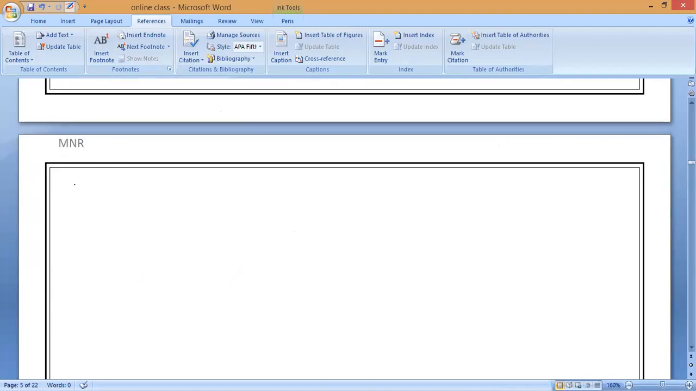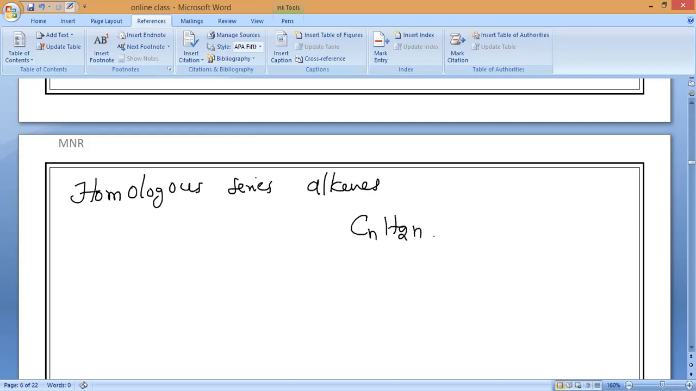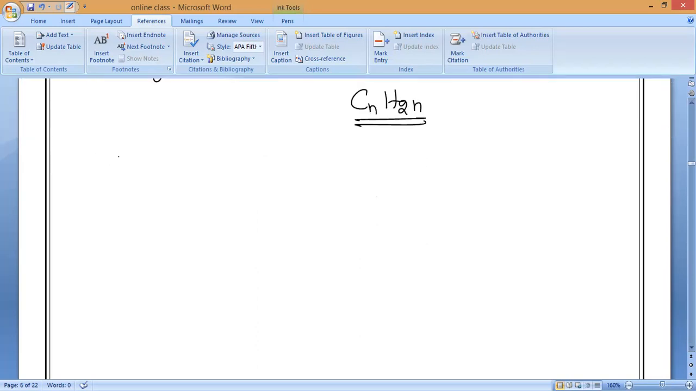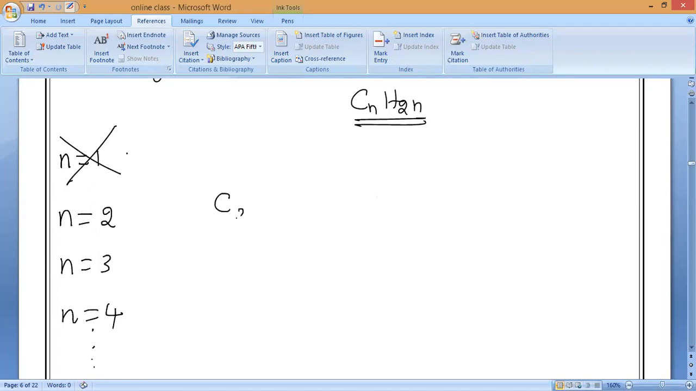The homologous series of alkenes. Can you tell me the homologous series of alkenes, all of you? We already studied it. So what general formula do alkenes have? CnH2n, straight or branched chain. Where will it start? Not n equals 1. It starts from n equals 2, then n equals 3, n equals 4, and so on. For n equals 2, what will happen? C2H(2 into 2), which equals C2H4.